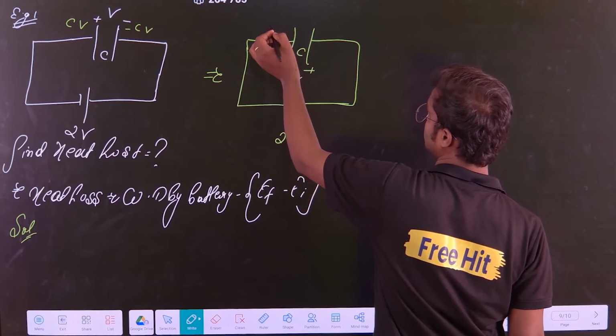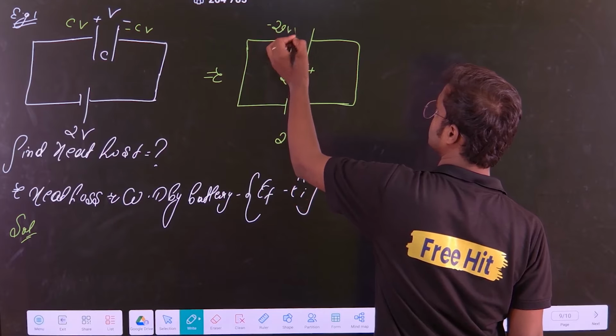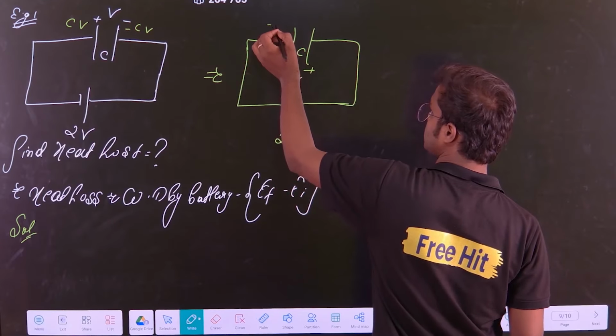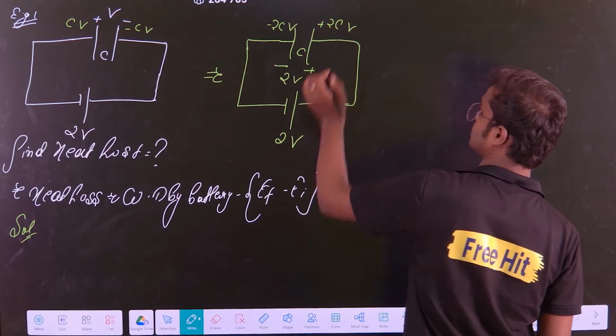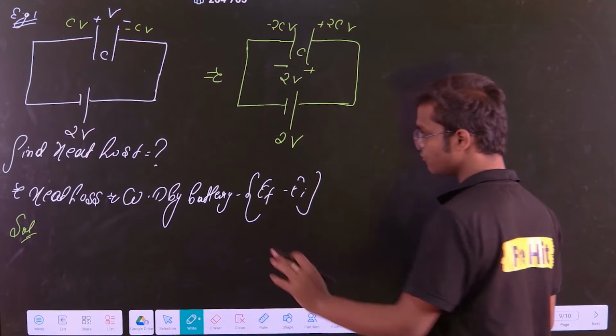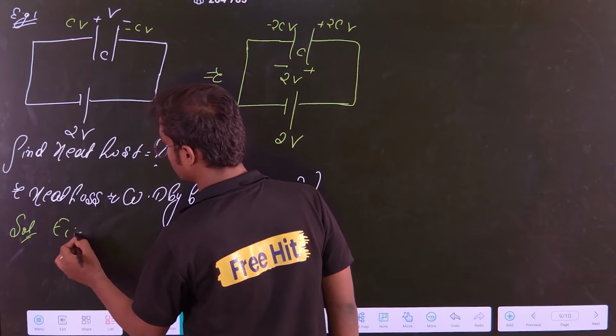So what is the charge on this plate? This plate will have a charge of 2CV, correct, and this will have a charge of plus 2CV, correct? So first you tell me what is the initial energy?